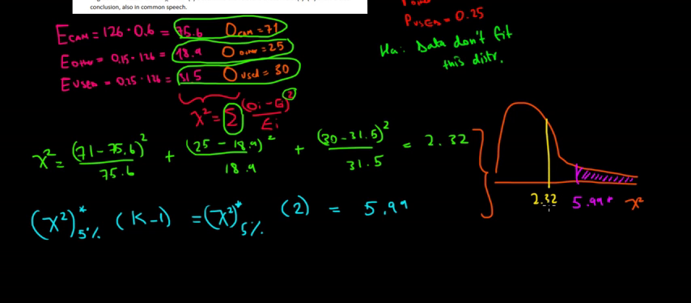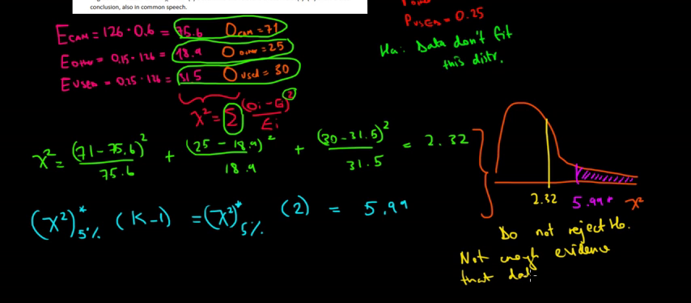2.32. So we can see that it is not in the rejection region, meaning that we do not reject the null hypothesis. So we don't have evidence that the proportion differs from what the professor said. So not enough evidence that the proportions are different, or that the data don't fit the distribution.